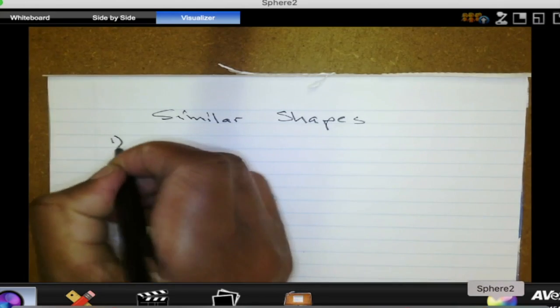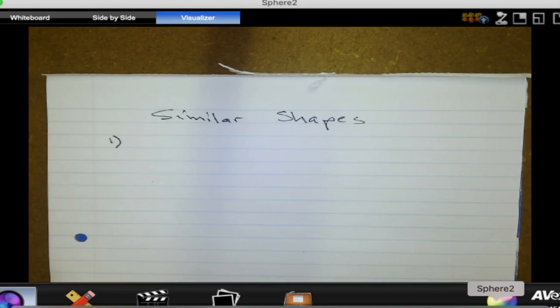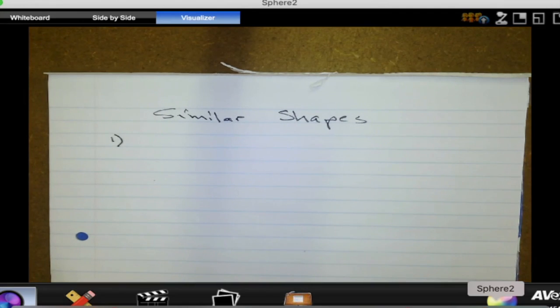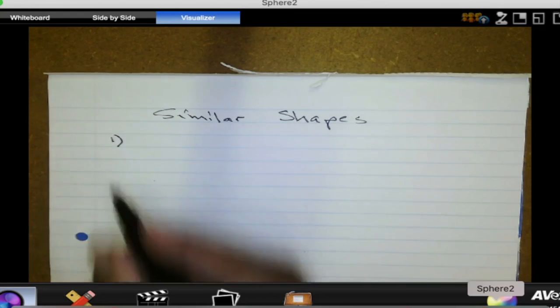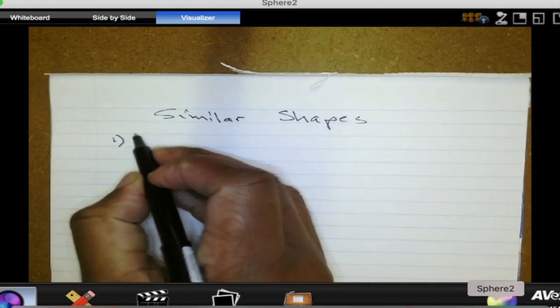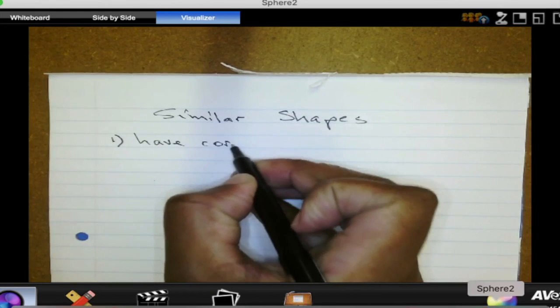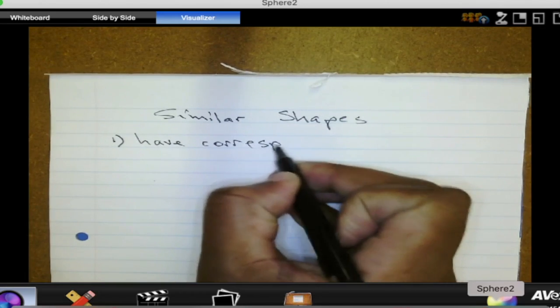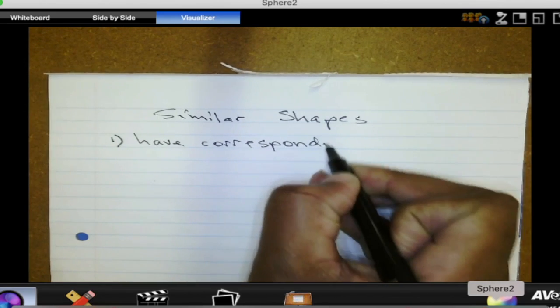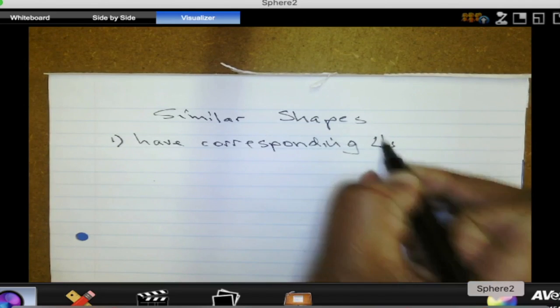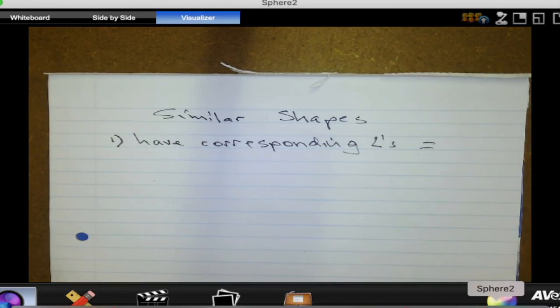And maybe let's write that one down. Any shapes that are similar should have corresponding angles equal to each other. So their angles are equal, but their other dimensions like their length and so on could be different. So similar shapes have corresponding angles equal. So the angles must be equal.